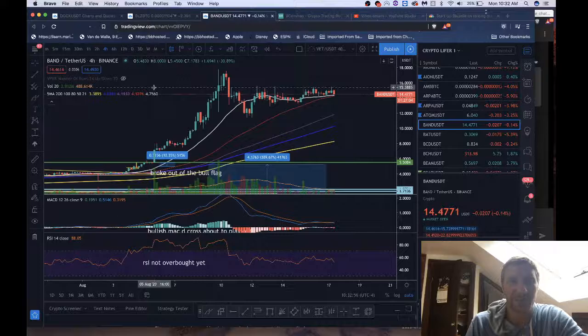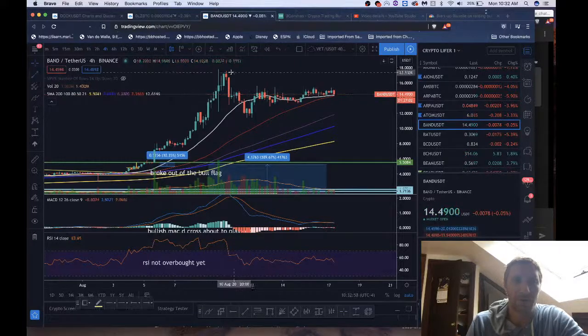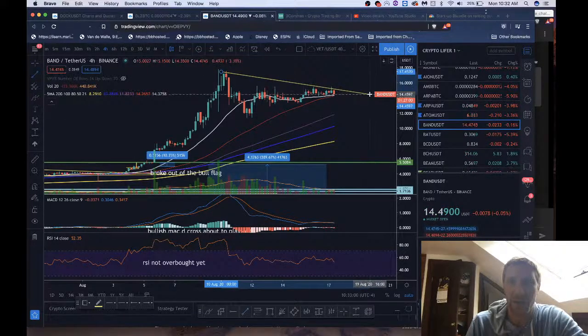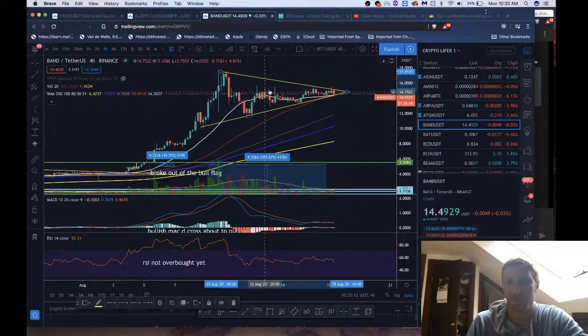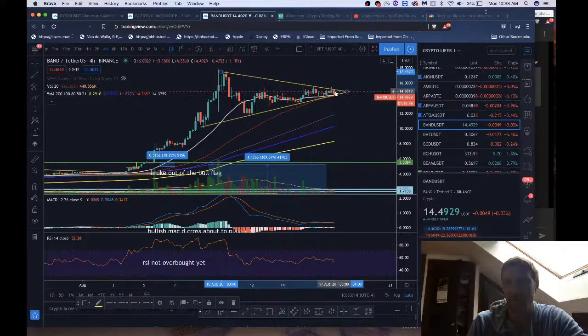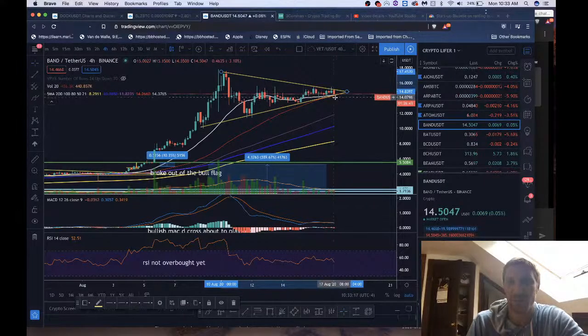Band right now is consolidating into a wonderful triangle. This would be a nice time to buy Band. The reason I'm saying this is, look, you can clearly see here that it's consolidating. It's forming this really stiff, tight channel. It's bouncing off the 21-day moving average, which is very bullish.